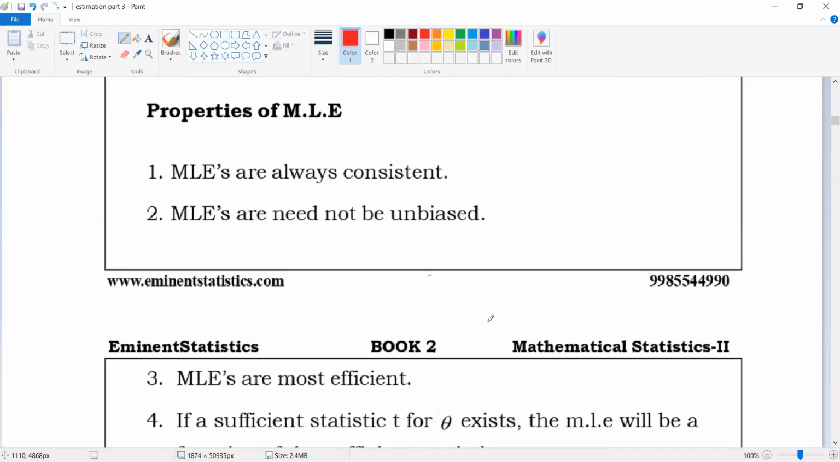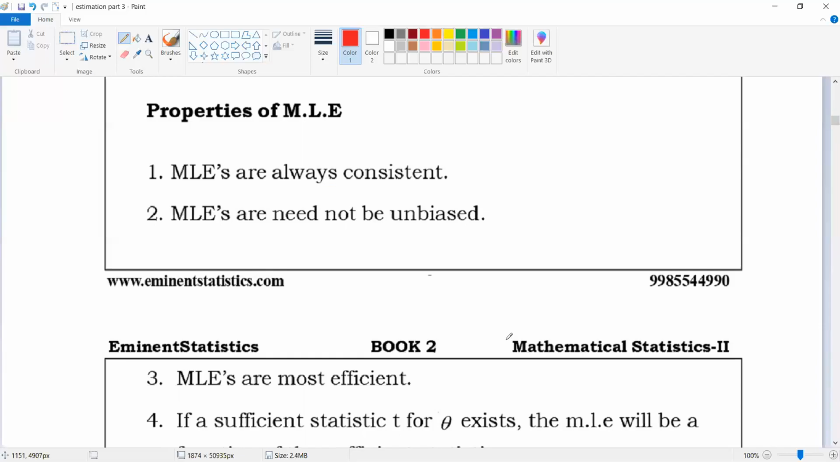Properties are very, very important. Using these properties directly, you can write the MLEs of the given distributions. We have to find the estimator of the unknown population parameter using different methods. Generally, we have three methods: one is MLE, another is the method of moments, and the third is the least squares method. MLE is a very powerful technique.